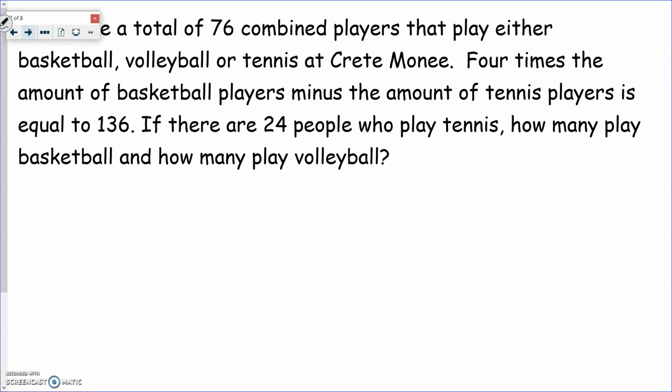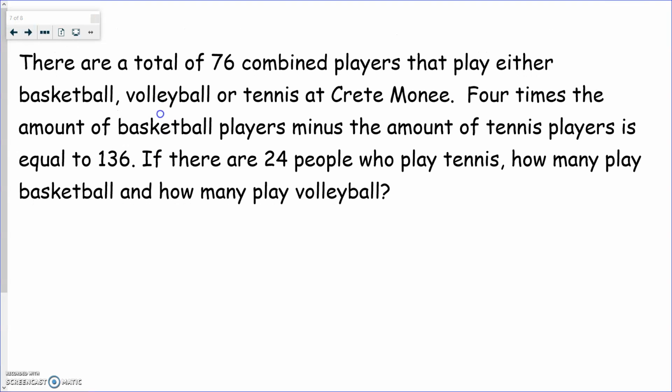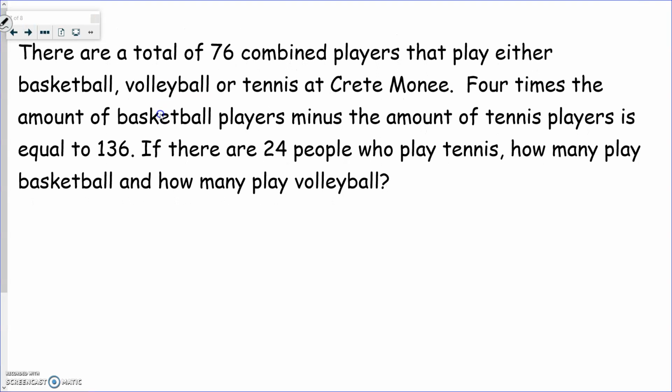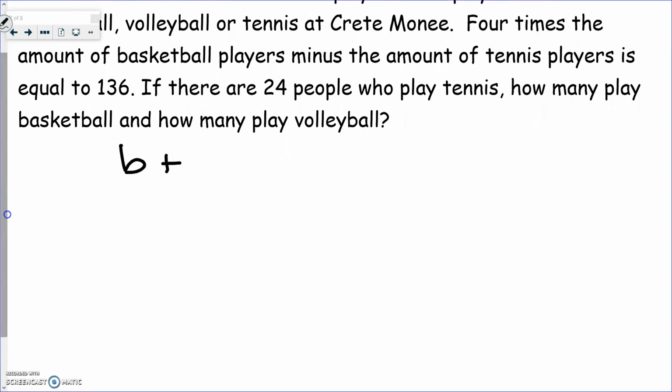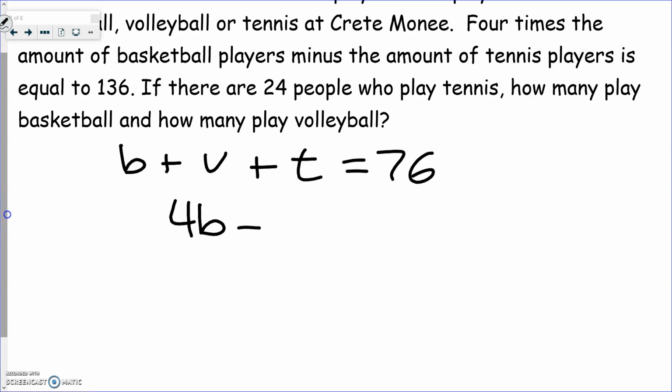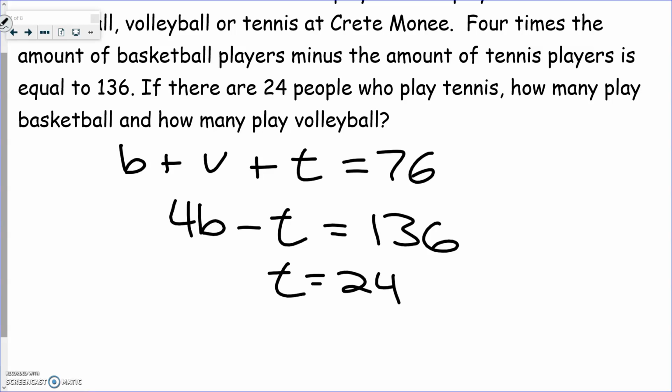All right, moving on. Okay, here we have, there are a total of 76 combined players that are playing either basketball, volleyball, or tennis. So let's just go ahead and take care of that. So I have basketball, I have volleyball, and I have tennis. Okay, and there are 76 of them. All right, 4 times the amount of basketball players minus the amount of tennis players is equal to 136. Okay? And finally it says there are 24 people who play tennis, which tells me that tennis is equal to 24. Find the other 2.